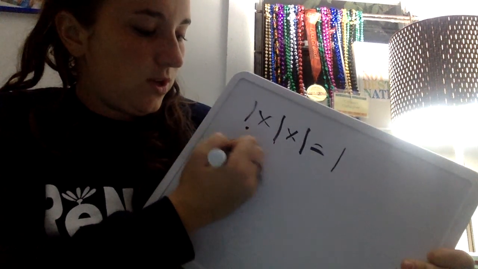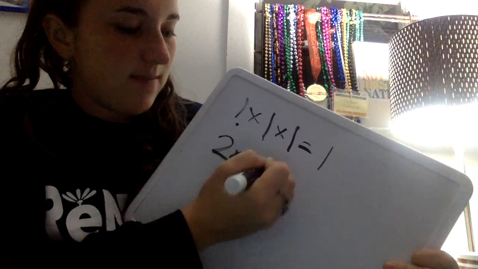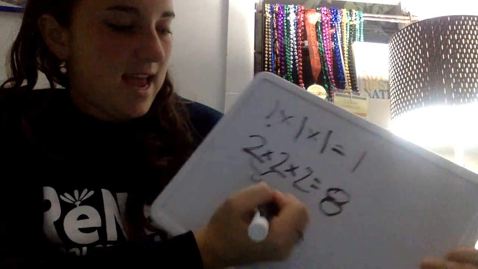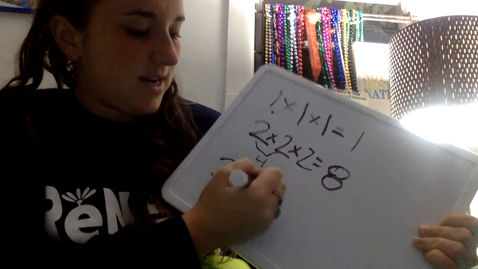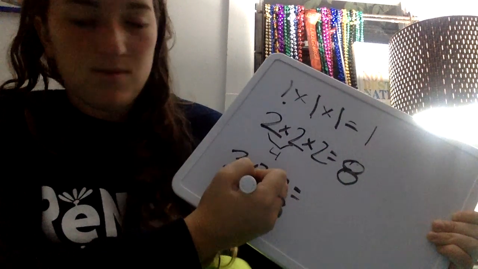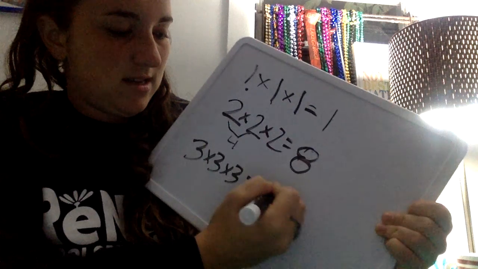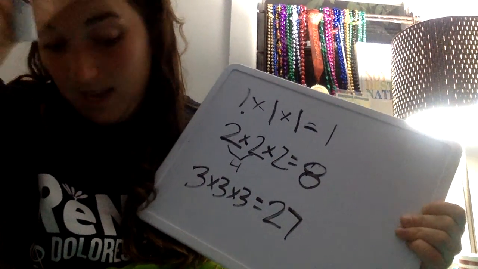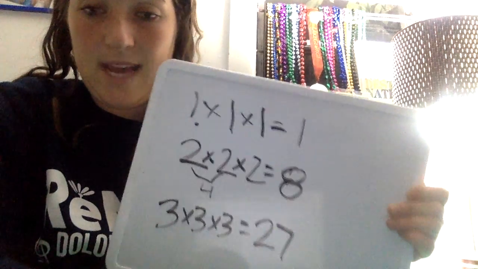If it says 2 cubed, do 2 times 2 times 2. 2 times 2 is 4, times 2 is 8. 3 cubed is 3 times 3 times 3. 3 times 3 is 9 times 3. So make sure that when you're doing the cubes, you're multiplying that out, because that'll help us with our problems when we get together at the end of class.